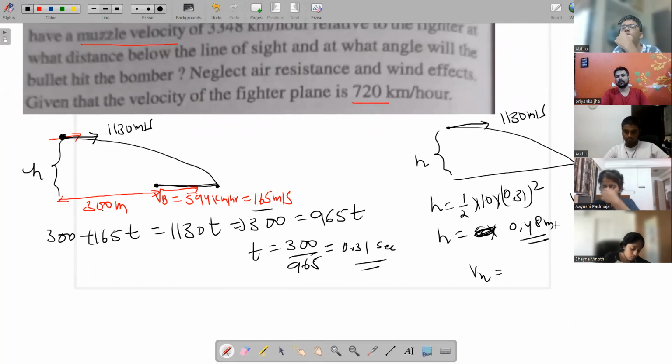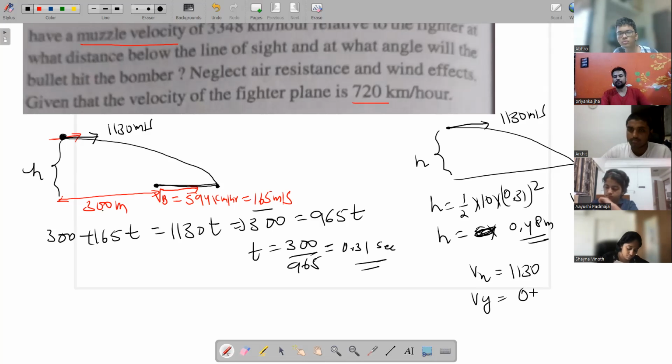V equal to u plus at. There is no acceleration along the x-axis, so this will remain the same. And Vy will be uy, there is no y component initially, minus gt. We are not concerned about this sign. We know that this will be in the downward direction, so plus g, that is into t.